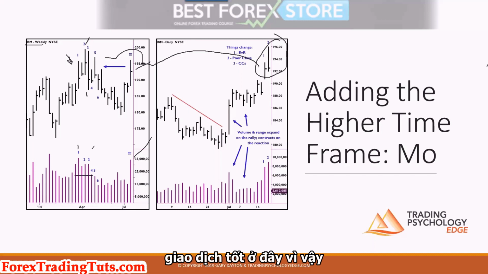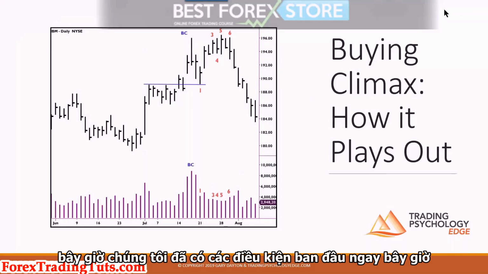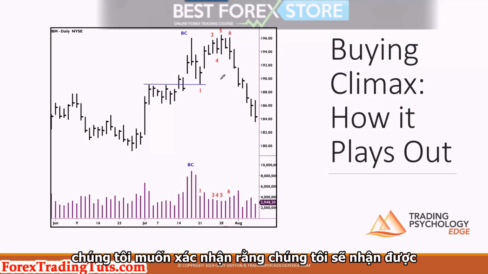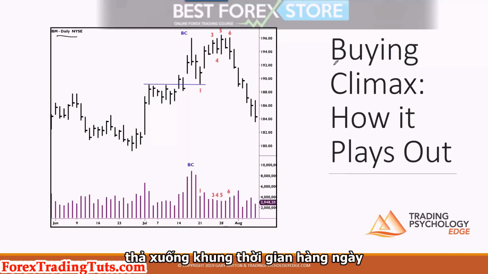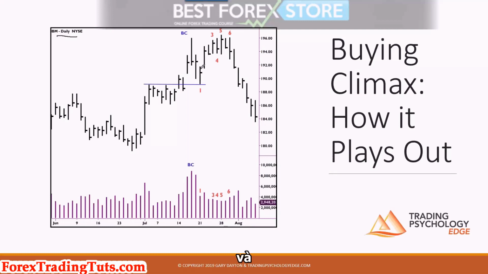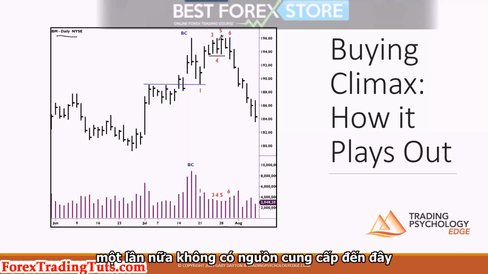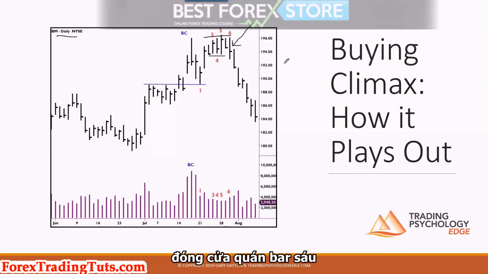So now we look, we don't just go short. Now we've got the initial conditions. Now we want confirmation. We're going to get that on the lower time frame. So now I've dropped back down to the daily time frame, and I see a key reversal coming in at support. Okay, and that's going to try to push the market up, and it does. But when we get back up to the top here, what do we see? Again, no supply coming in here, right? Just no supply. The trade is on the close of bar 6.